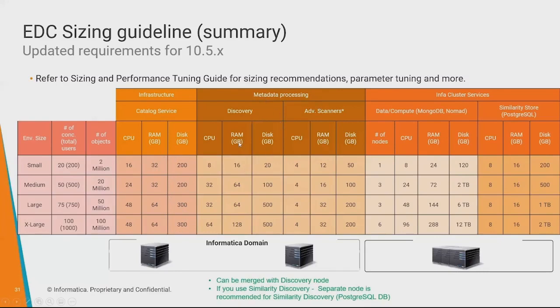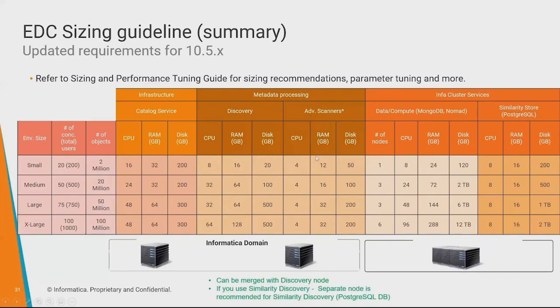For metadata processing, for discovery purpose, when we say discovery, we mean the profiling and data domain discovery or unique key discovery. So for that requirement, for small, you can see it is 8 and 16. For medium, it is 32 to 64. And then, of course, this storage and RAM and CPU requirement keeps changing.